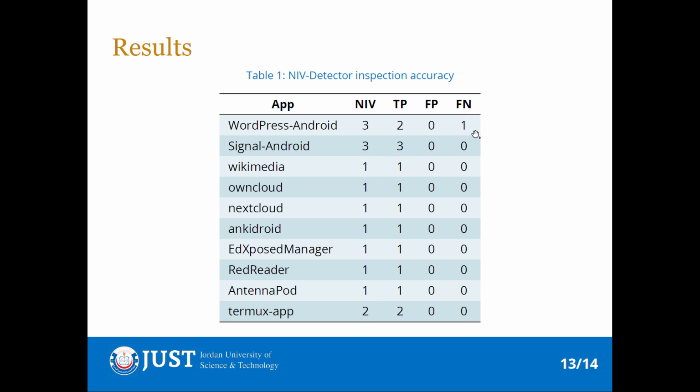In this case, for example in WordPress Android, there is one case that is not detectable by our tool because our tool is based on static analysis and some information is not available at build time, so we need dynamic analysis to get more information about these problems. So in the future, we aim to mix static and dynamic analysis to detect all NIV smells in Android applications.